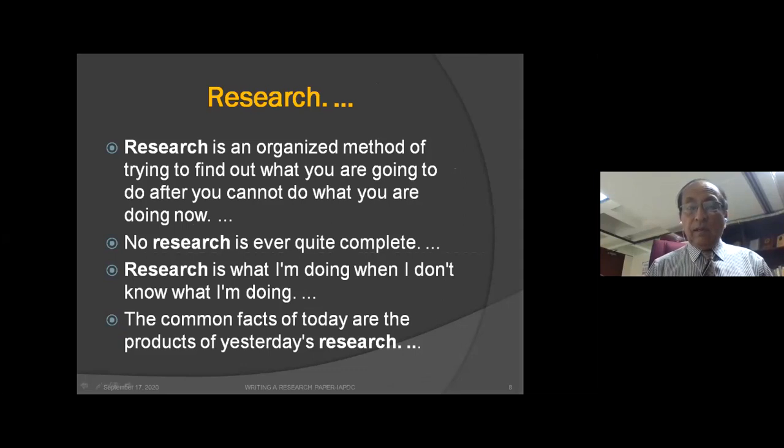Research is basically endeavor into the unknown. No research is ever quite complete. This is said by experts. So there is always room for adding to it. Research is what I am doing when I don't know what I am doing. So that is research. That is the message that I want to give to you. That when I'm beating in the dark, trying to find out some fact, that is the research. So we play with the data.